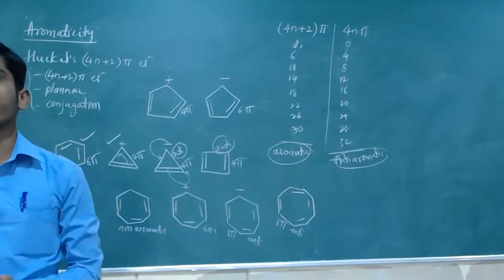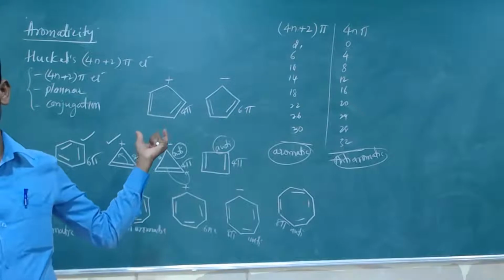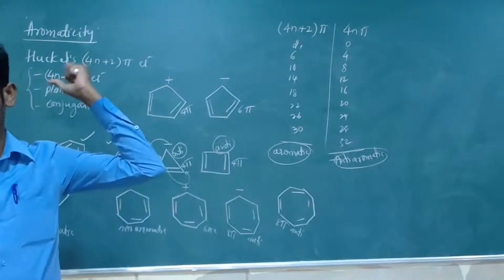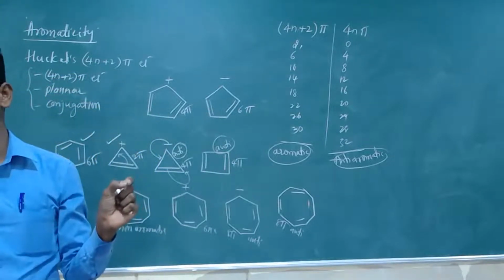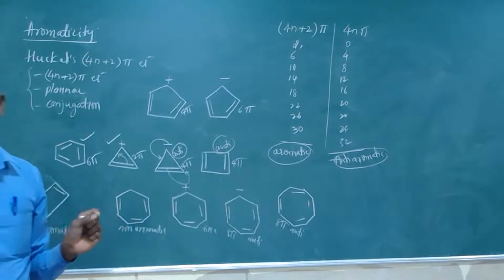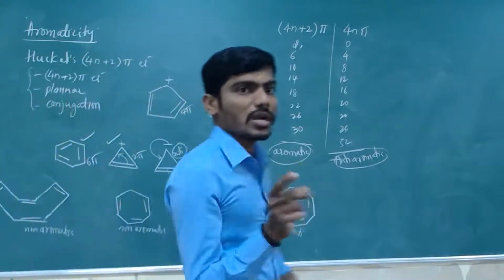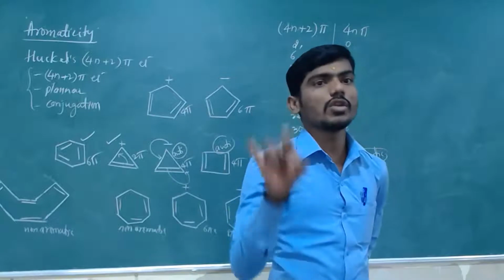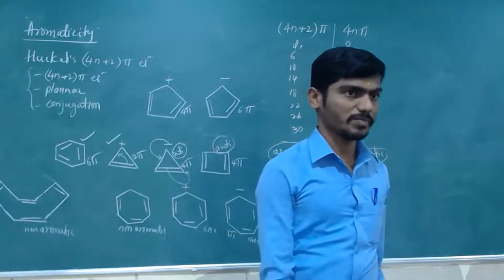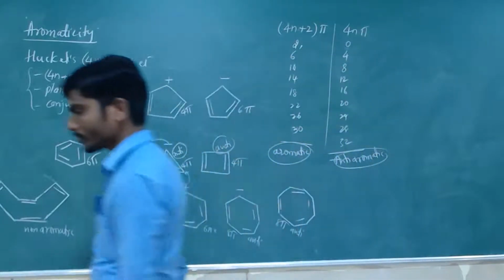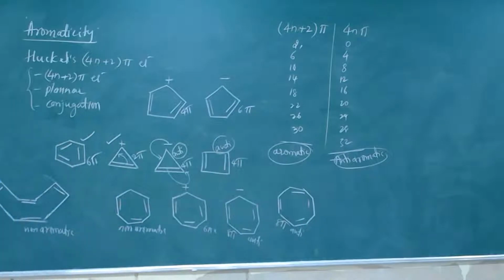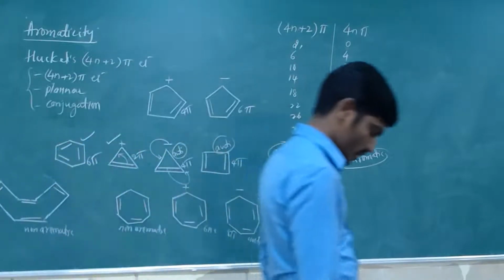Next is preparations. Simple, those 3 points: 4n plus 2 pi electrons, the compound must be planar, and conjugated double bonds or delocalized pi electrons must be present. Next is preparation and properties.